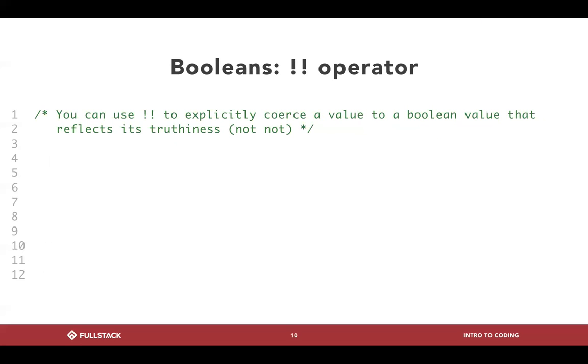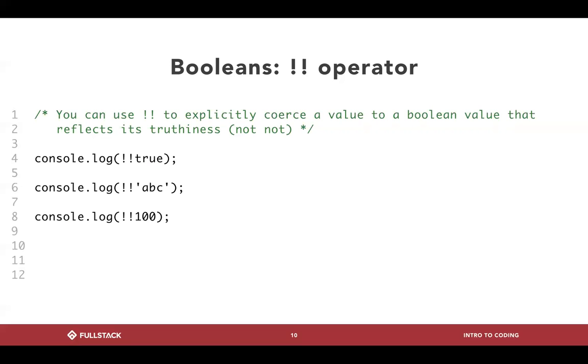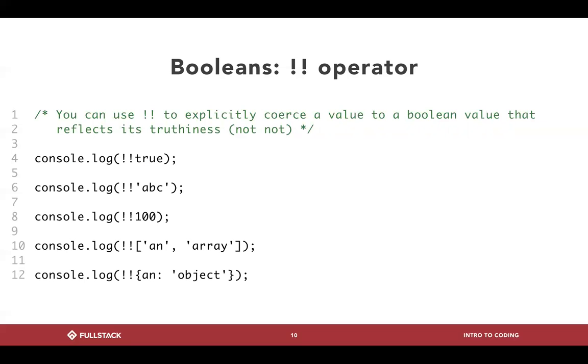The double not operator is a way to coerce a value to a Boolean value that reflects its truthiness, right? It's a double negative, so it takes you back to whatever the value is. So in this case, if here I have true, it flips it to false, it flips it back to true. ABC flips to false, back to true. 100, false, back to true. Array, false, back to true. And an object, false, back to true.